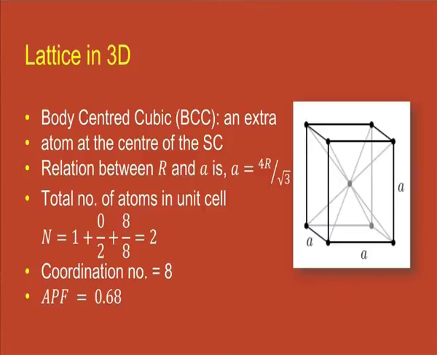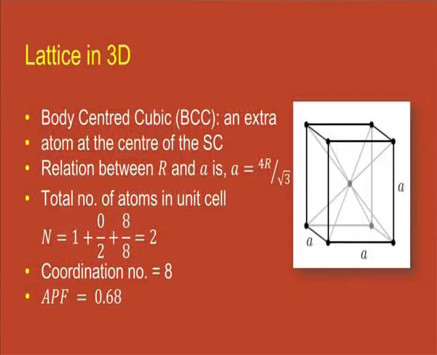Now, if we draw a relationship between the side length A and the radius r of the imaginary solids that we place in the unit cell, then we get a relationship like this, which is A is equal to 4r by root 3, and for this the total number of atoms in the unit cell is equal to 2 using the previous formula. The coordination number for this unit cell is equal to 8, and the atomic packing fraction is equal to 0.68.